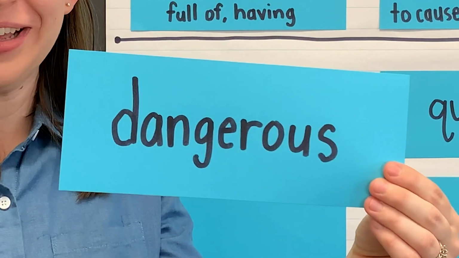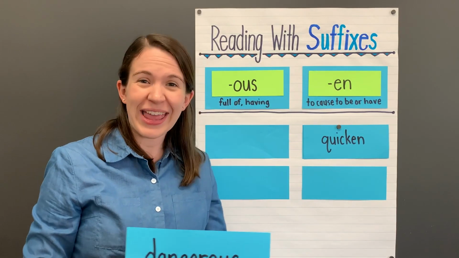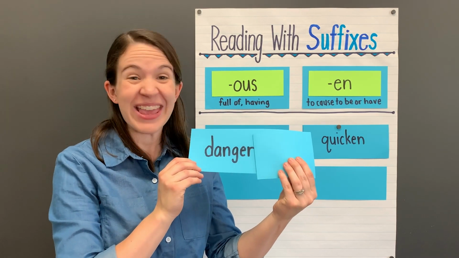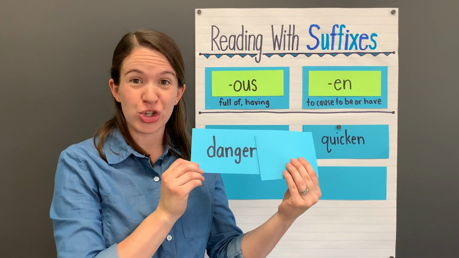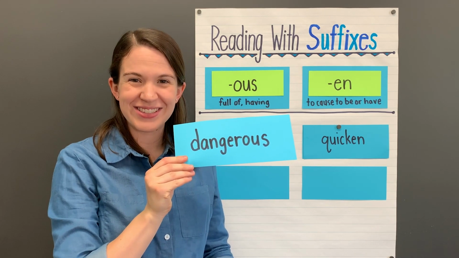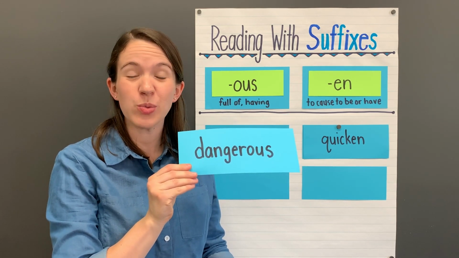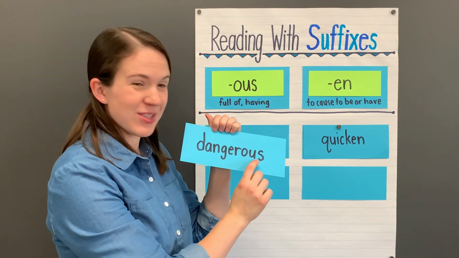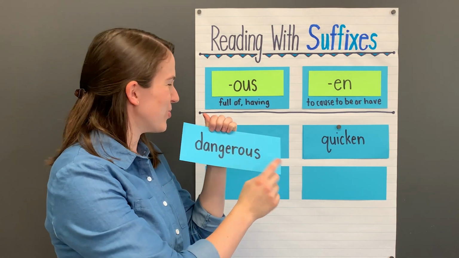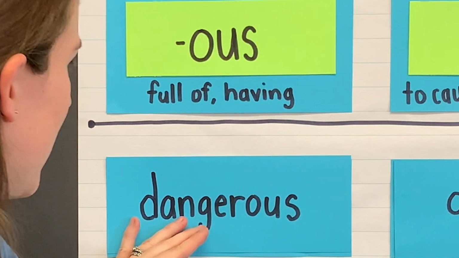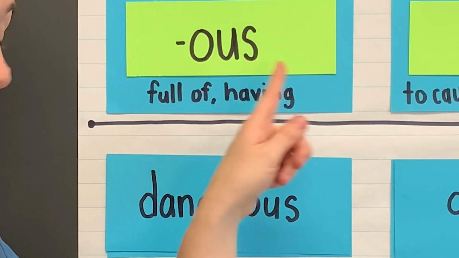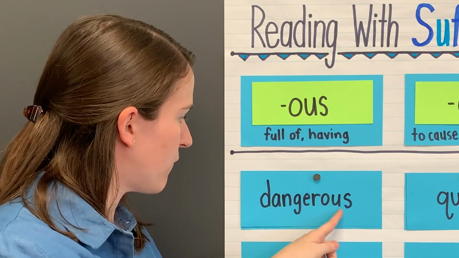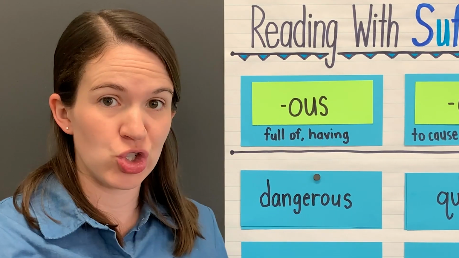Dangerous. This word is dangerous. Again, we can read it in two parts by looking at the word and taking away the suffix. Danger, is. By adding that suffix on, we get the word dangerous. We see that this word has which suffix? The O-U-S suffix, which can mean full of or having. So dangerous means full of danger.